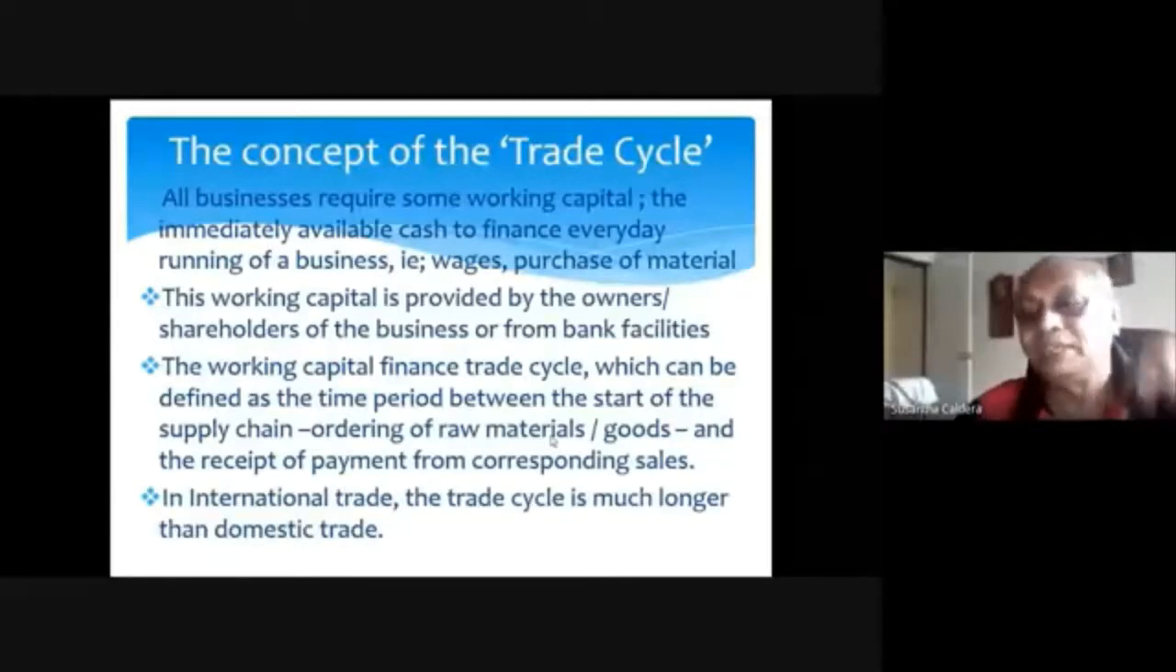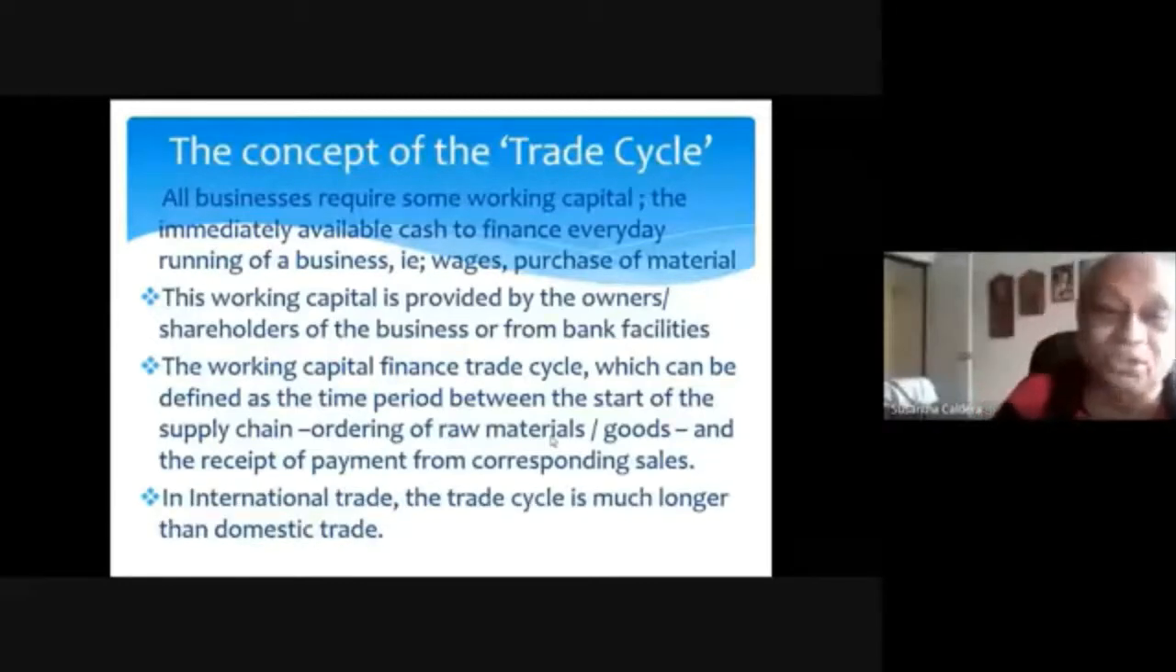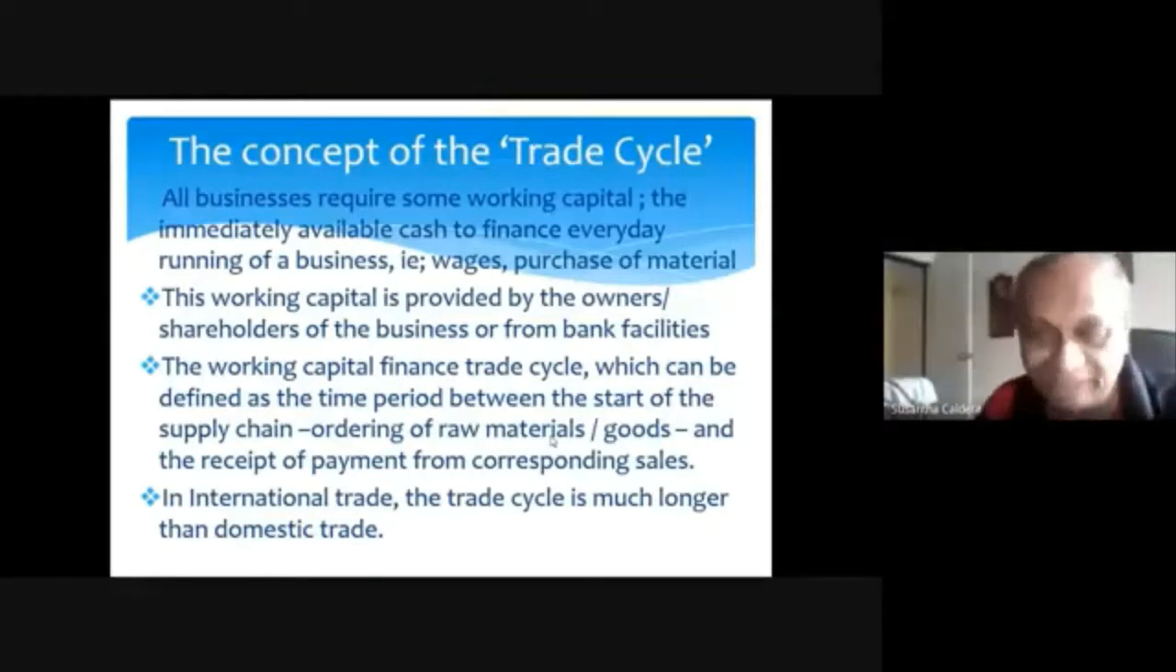In international trade, the trade cycle is much longer than in domestic trade. Obviously. In domestic trade, the trade cycle is shorter. But in international trade, the trade cycle is much longer. Can you give me a reason for that?